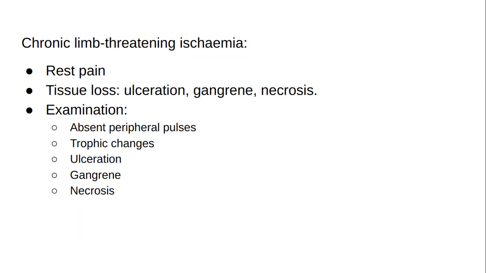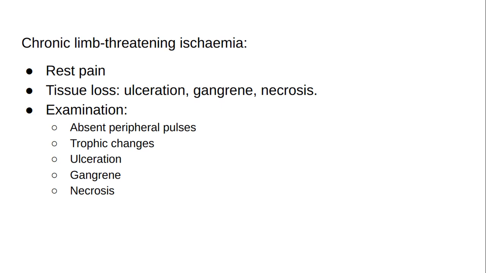The final stage of this condition is chronic limb-threatening ischemia. Here there is rest pain, which is pain with no activity, especially with limb elevation, and also nocturnal pain. Furthermore, there can be tissue loss, which can present as ulceration, gangrene, or necrosis.